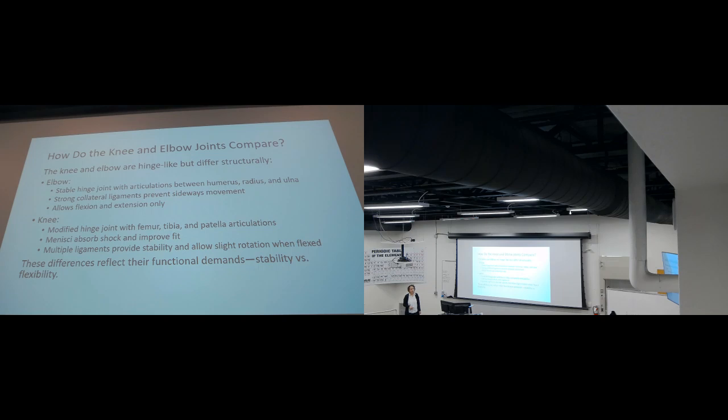And then comparison between the knee and the elbow joints. Well, both are hinge joints, but the knee joint is modified. With the elbow joint, you have flexion and extension, same as for the knee joint, but with the knee you can have medial rotation and lateral rotation, and the knee has menisci in between the bones so that you prevent damaging the joint, and then you don't have menisci in the elbow.